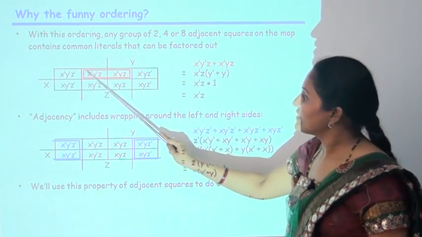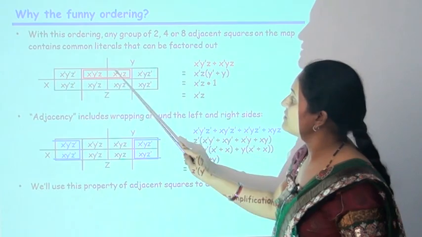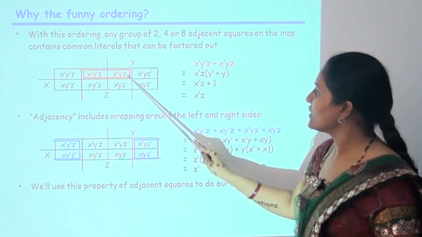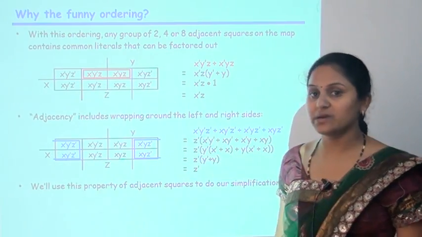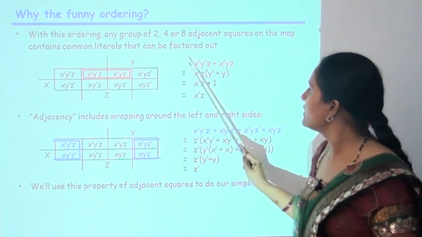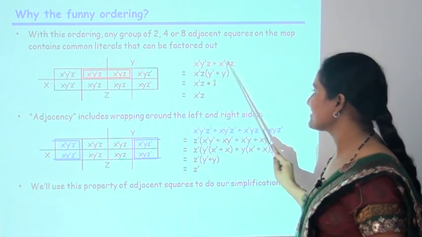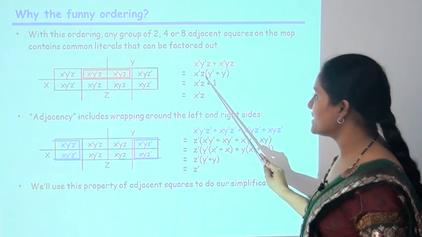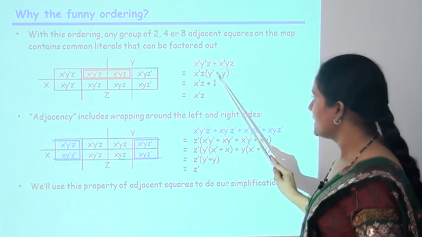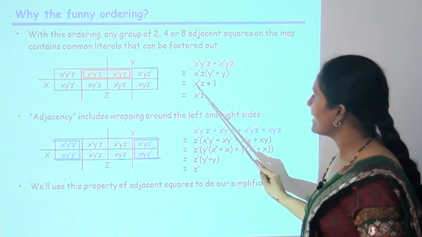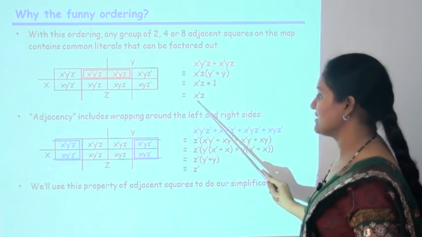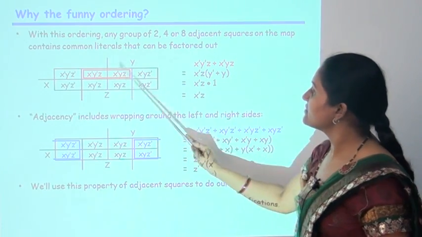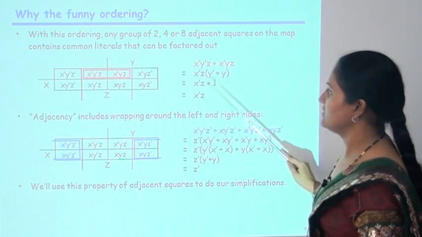With this ordering, any group of 2, 4 or 8 adjacent squares on the map contain common literals that can be factored out. So here for this red dotted line, this is x' y' z and x' y z. As we are taking the common, so union: x' y' z plus x' y z. So here what is the common part? This is x' z part is common. So y' plus y, the value of this is 1. So x' z times 1 is x' z. So these are equivalent expressions.